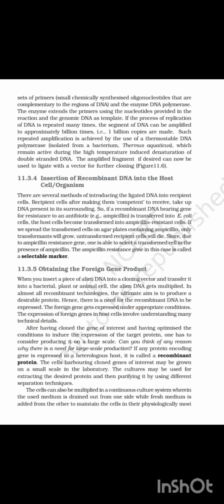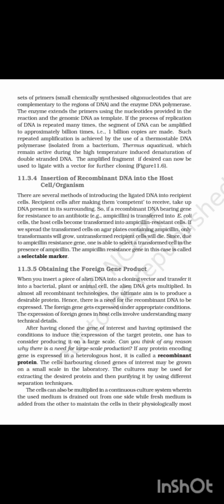The expression of a foreign gene in a host cell involves understanding many technical details. After having cloned the gene of interest and having optimized the conditions to induce the expression of the target protein, one has to consider producing it on a large scale. Can you think of any reason why there is a need for large scale production? If any protein-encoding gene is expressed in a heterologous host, it is called a recombinant protein.